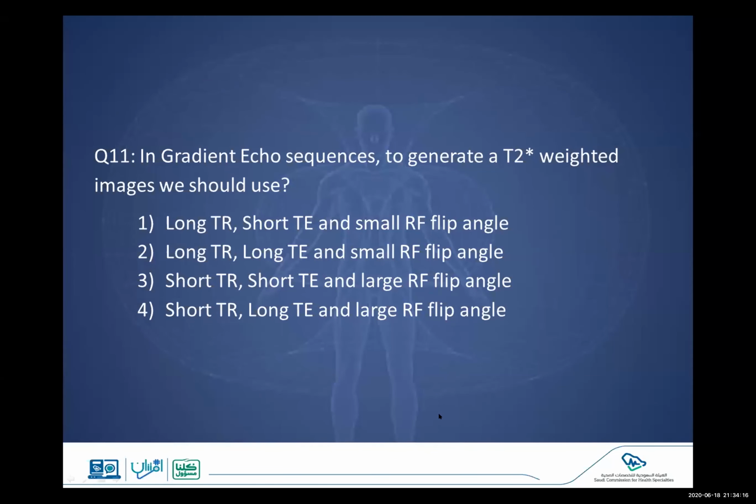So the last question: in the gradient echo sequence, to generate a T2 star weighted image, we should use long TR, short TE, and small flip angle, or long TR, long TE, and small flip angle, or short TR, short TE, and this is T2. The rule says what TR and TE should be, usually, just to eliminate the others. We said for T2, usually TE and TR should be what?